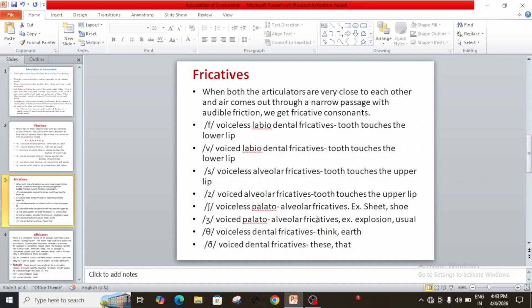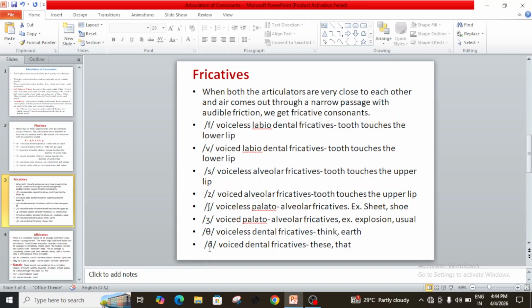Next is the zh sound. Here it is voiced, and it's a palato-alveolar fricative because air comes through the palate and there is a narrow passage below the teeth ridge. The zh sound is used in words like explosion, usual, etc.